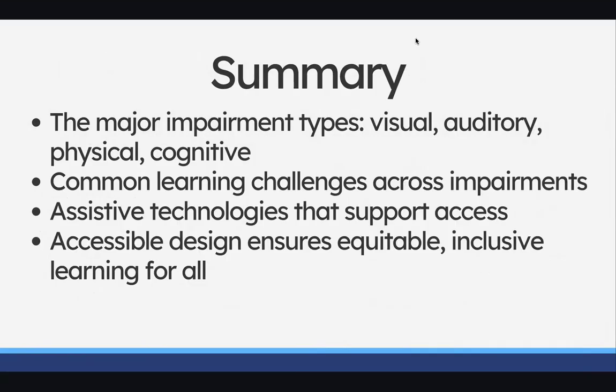In this video, I covered the major categories of impairments: visual, auditory, physical, and cognitive. Each of these can create different challenges for learners, such as difficulty accessing text, hearing instructions, navigating materials, or processing large amounts of information. I also discussed the assistive technologies that reduce these barriers, including screen readers, captions, alternative keyboards, memory aids, and many others.